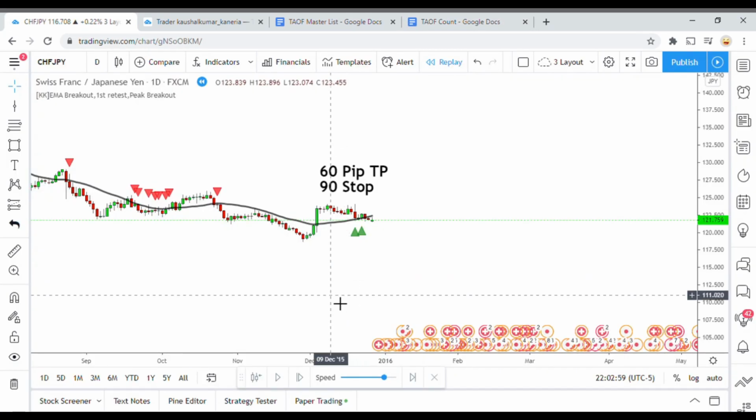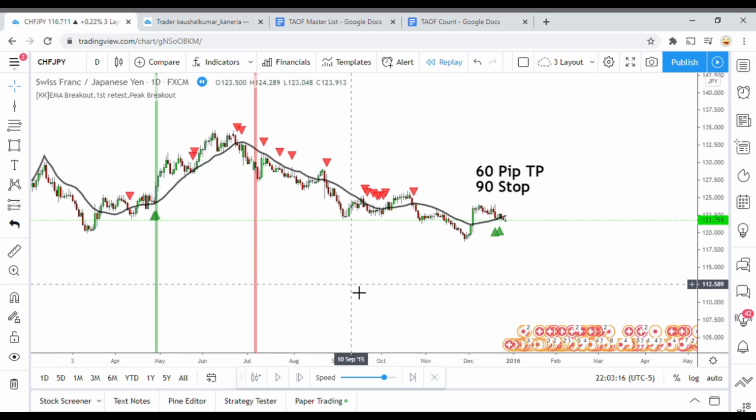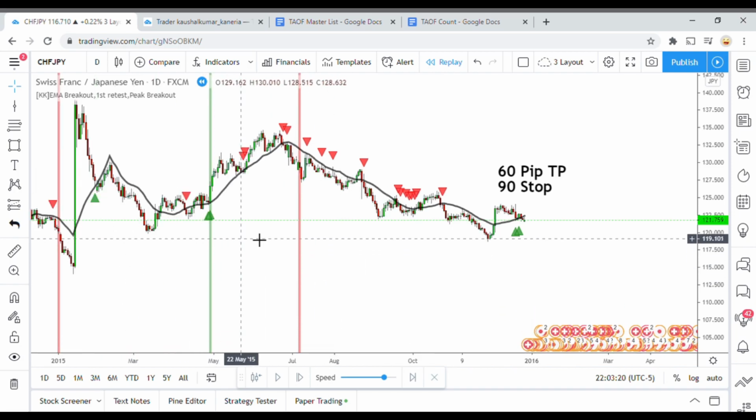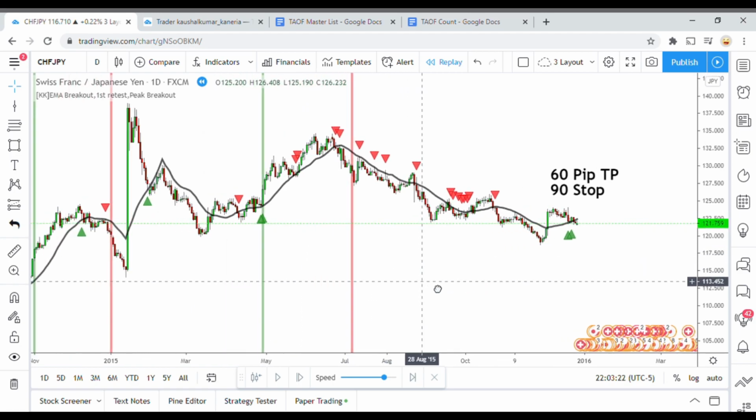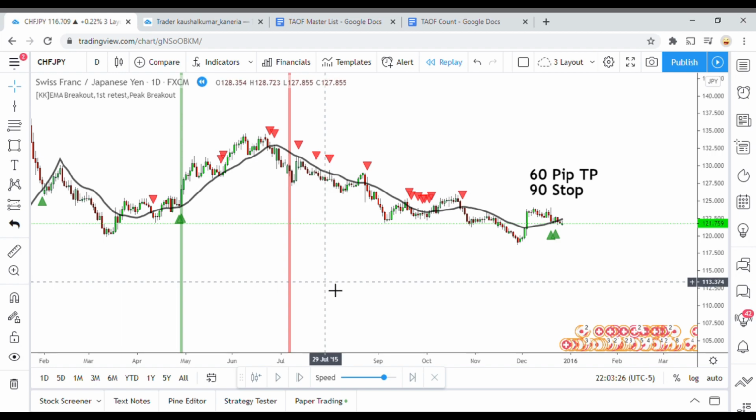All right. So today's indicator is the EMA Breakout First Retest indicator. It's actually called the EMA Breakout First Retest Peak Breakout indicator. You can see it here on screen. Let me zoom out a little bit here so you can see all the components of the indicator.